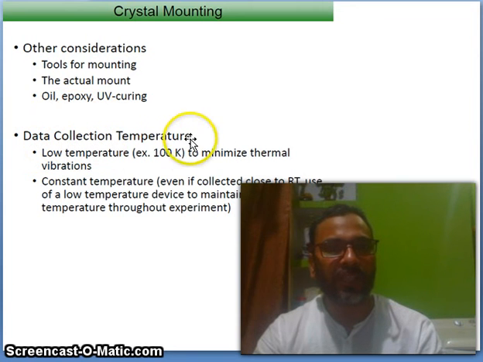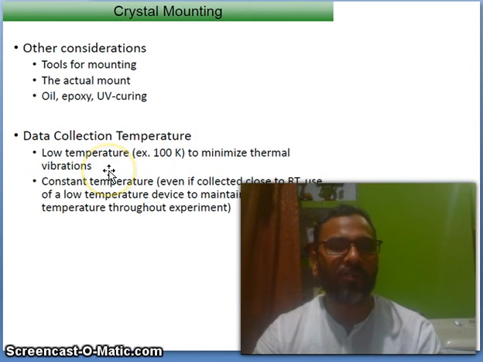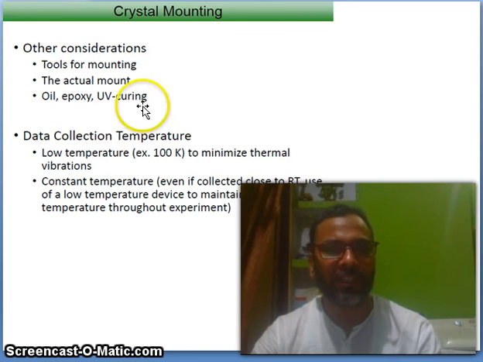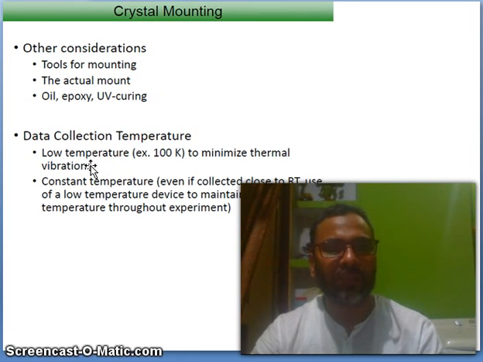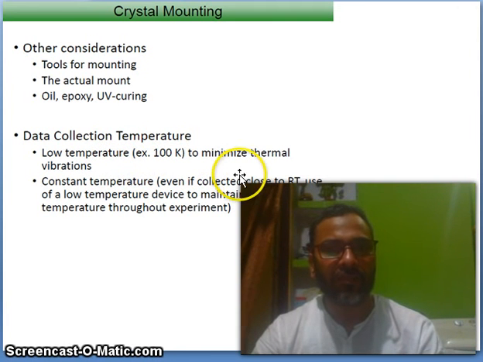Data collection: temperature. Use a low temperature of 100 K to minimize the thermal vibration. That is an important part. Most crystal XRD operators collect at room temperature, and if the data is not good, then you cannot publish. So friends, always collect data at low temperature to minimize the thermal vibration.